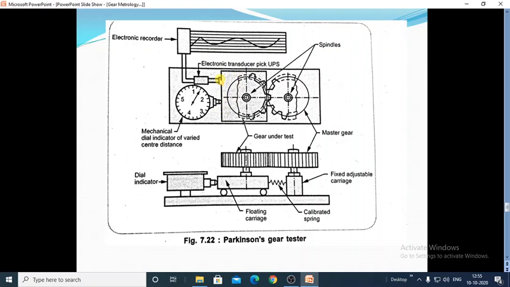Now you can see that along with this, an electronic recorder is fitted to the instrument. It shows the variation in center distance in the form of a wavy circular chart. If there is variation, it shows a wave format, and if there is no variation, it shows only a horizontal line. The accuracy of this Parkinson's gear tester is plus minus 0.001 mm. Now next, we are going to see the optical projection or profile projector.